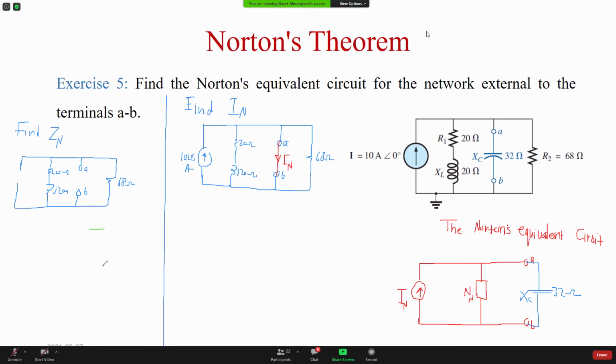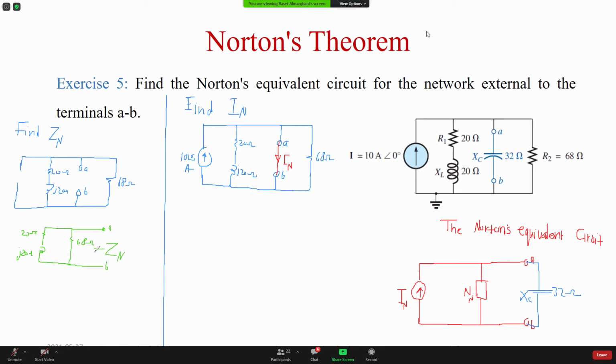These are the terminals A and B. Between the two terminals there is this resistance, which is 68 ohm. And if you keep going, there is a resistance in parallel with the inductance, and these are 20 ohm and J20, J positive, not negative. J equals 20 ohm. So this is the circuit, and this is the impedance Zn.